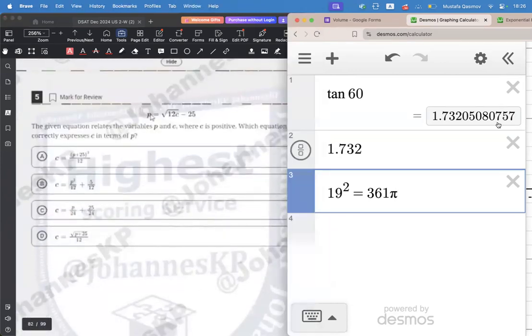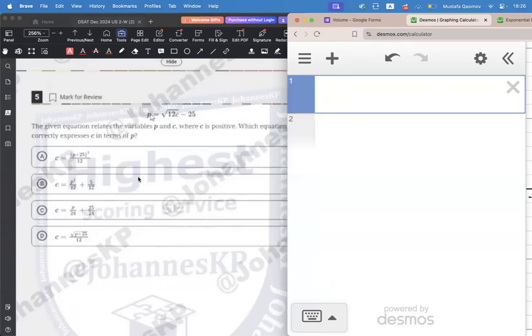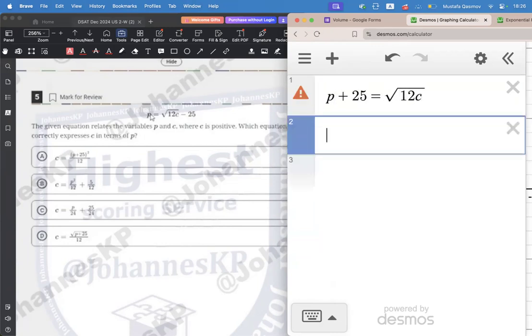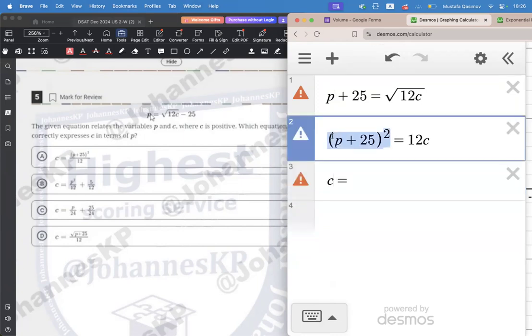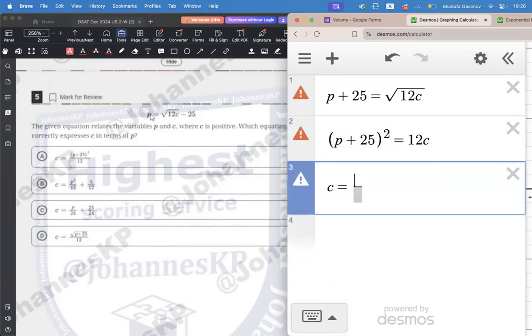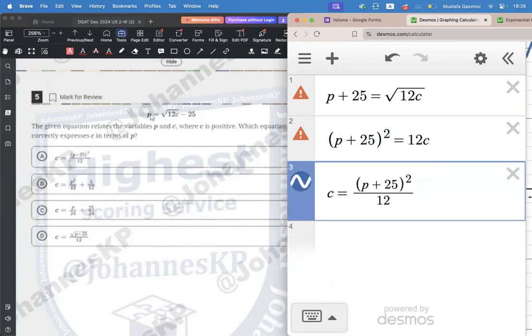5. We must find C from here. P plus 25 is equal to the square root of 12C. 12C is equal to (P plus 25) squared. And C is equal to that. Answer is A.